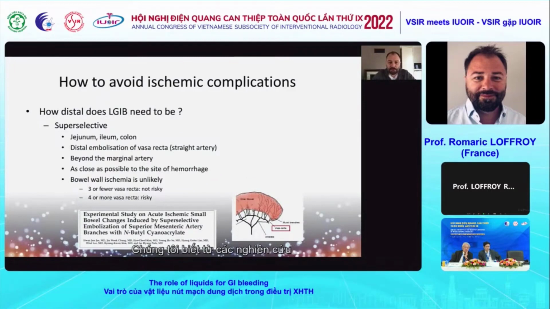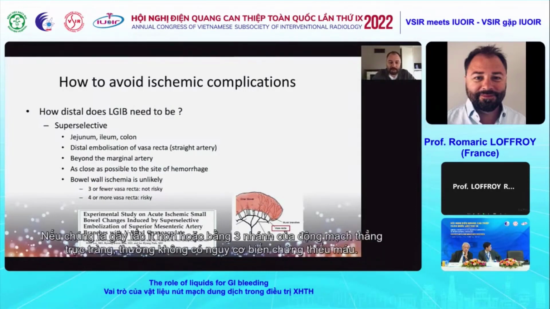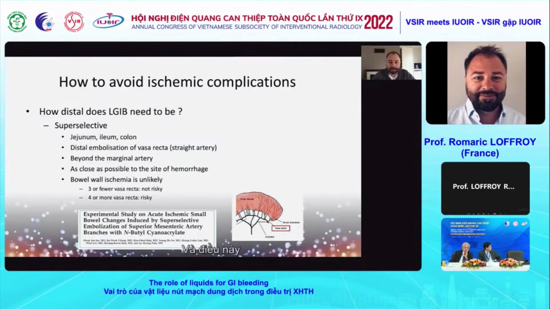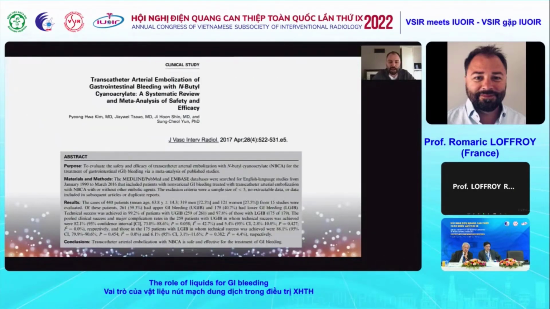We know from the literature that to avoid the risk of ischemic complications, especially for lower GI bleedings, because for upper GI bleedings there is almost no risk of ischemic complications, you have to embolize less than 3 vasa recta. With less than 3 vasa recta, there is almost no risk of ischemic complications. And this is what you have to target and to get.